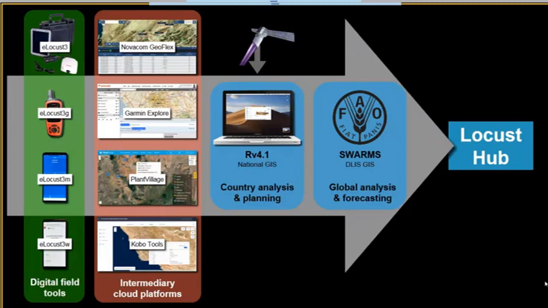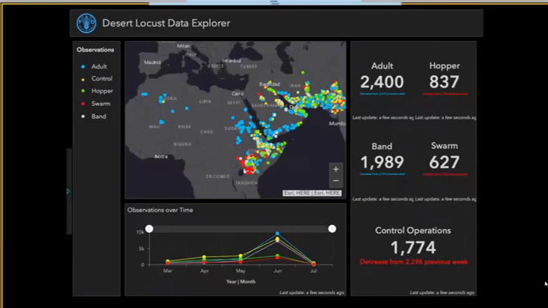All of this field data goes to the national GIS in the case of Pakistan and then on up to Rome, and then ends up on what we call the Locust Hub. And this is a global platform that allows the sharing of that data. And this data is important not only for the early warning system that we've been talking about and planning of those control operations, but also for locust research, so that we can improve our knowledge in terms of the biology, the behavior, and other aspects of desert locust.